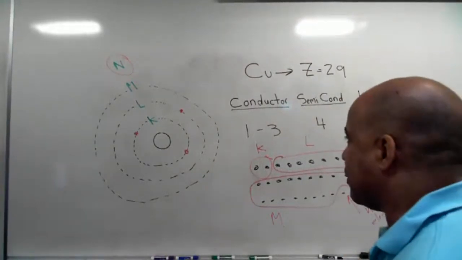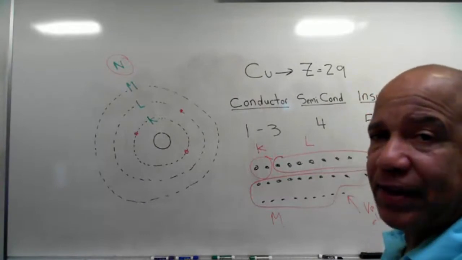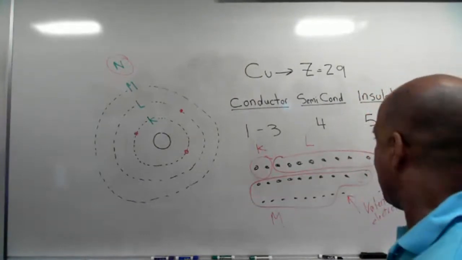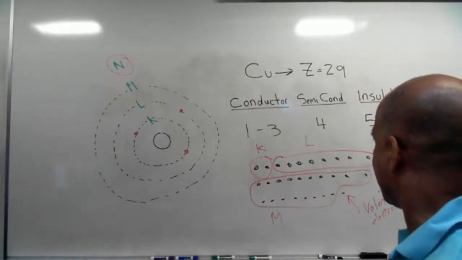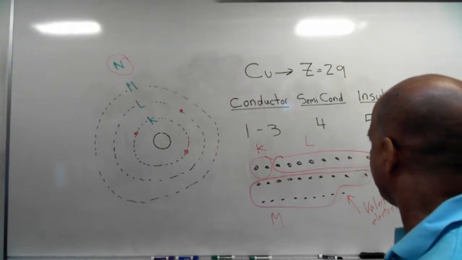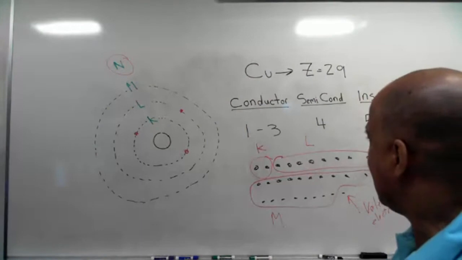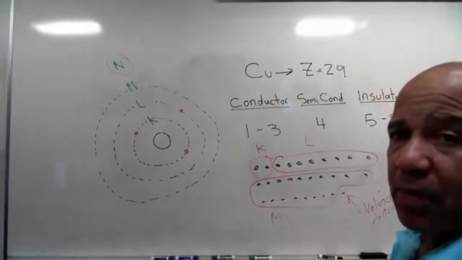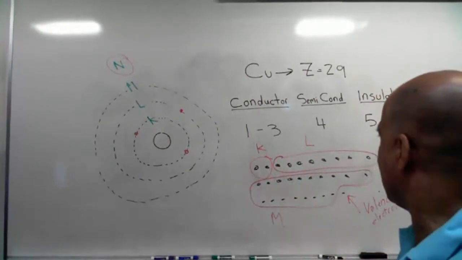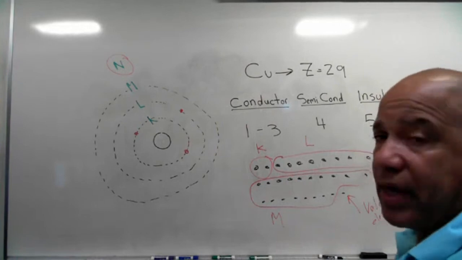So I think this problem using copper was actually on the practice sheet I have on Blackboard. So you want to be able to do something like this for a quiz or exam for me. Be able to, given the atomic number, tell me if the material is a conductor, semiconductor, or insulator.